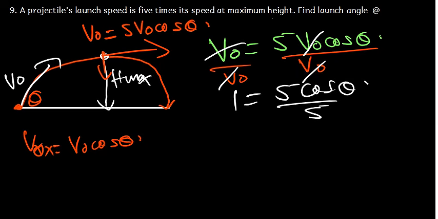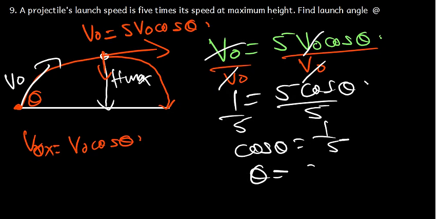At this point, I can take the inverse of cos, so theta is equal to cos inverse of 1 over 5. I get my calculator: shift cos, open brackets, 1 divided by 5, close the brackets. It was projected at an angle of 78.5 degrees. As simple as that. Unless you have questions.